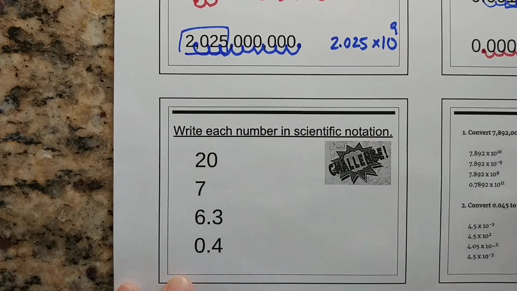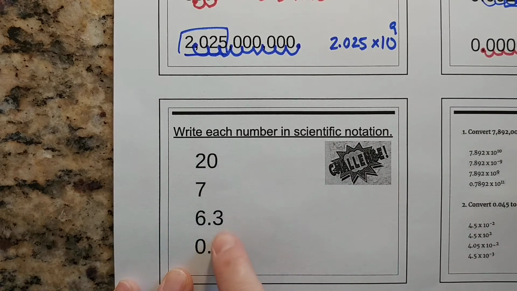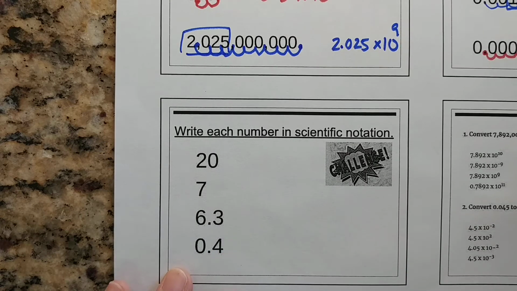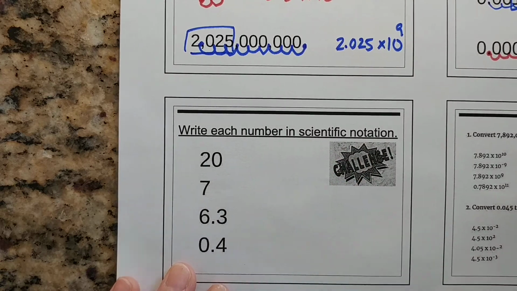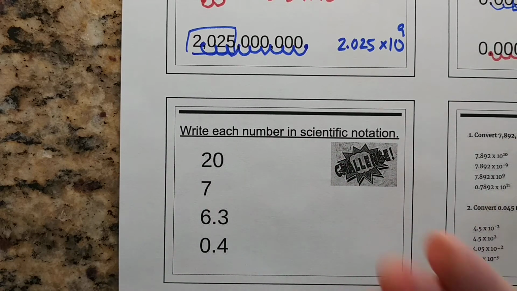All right, now I have a little challenge for you. These numbers, you probably agree that they're not super huge and they're not super small. So how do we write a number like this in scientific notation? I'd like to give you this just to see if I can challenge you. So if you want to pause the video and give it a try, then you can play the video again and check and see if you're right.